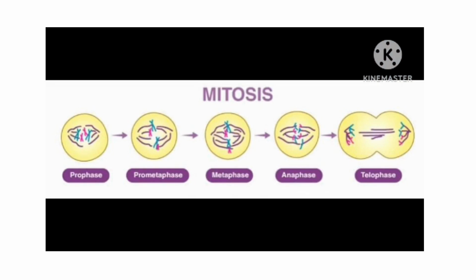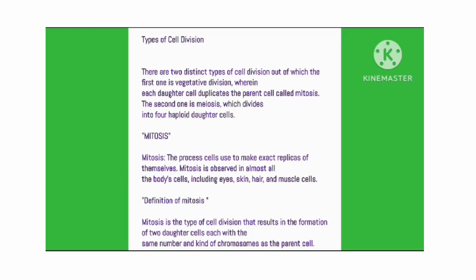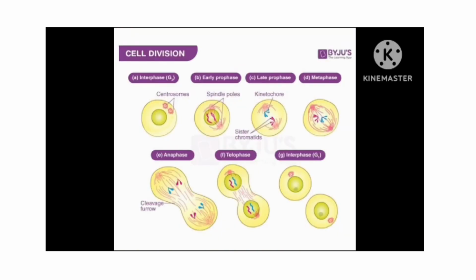Types of cell division. There are two distinct types of cell division, out of which the first one is vegetative division, wherein each daughter cell duplicates the parent cell, called mitosis. The second one is meiosis, which divides into four haploid daughter cells. Mitosis. Mitosis has four key phases: prophase, metaphase, anaphase, and telophase.